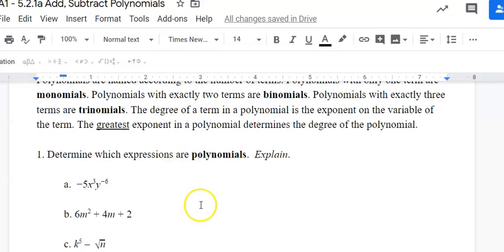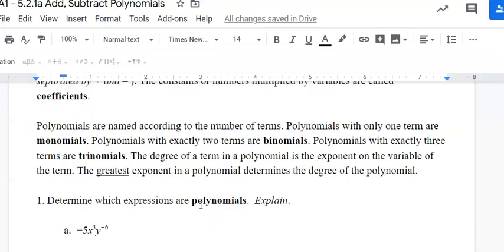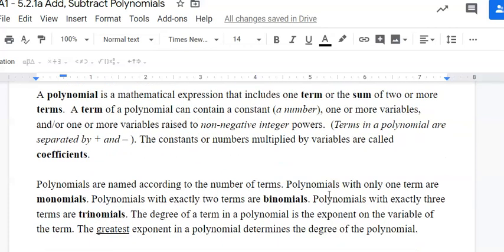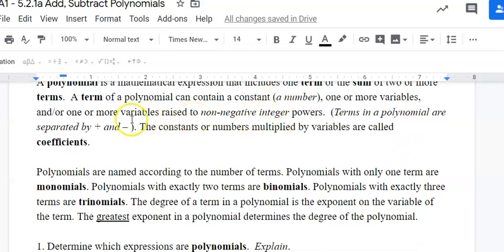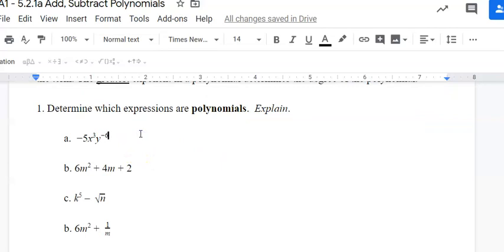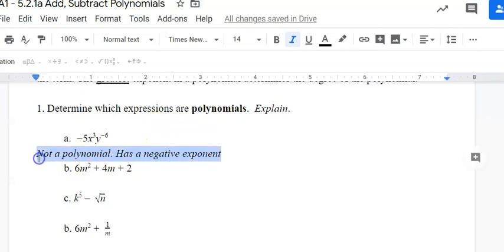The first one says determine which expressions are polynomials. So if you go back to your definition, for a polynomial, you have to have numbers and variables. But the key here is that you cannot have exponents that are negative because we have to have non-negative integer powers. So this first one is not a polynomial. So I'm going to go ahead and write not a polynomial. And it is not a polynomial because it has a negative exponent in it. All right, so let's go ahead and put that.